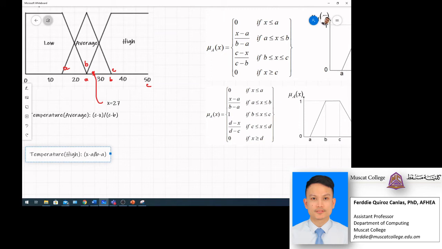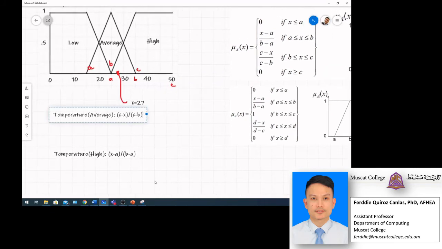Since we have this formula with us, we can now calculate the value for the temperature. Ready? So let's put it here, equals. Let's put in the calculation, C. What is the value of C? In this example, it's 35, right? It's 35 minus X, which is 27, divided by C minus B. So this is 35 minus B, which is 25. Correct?